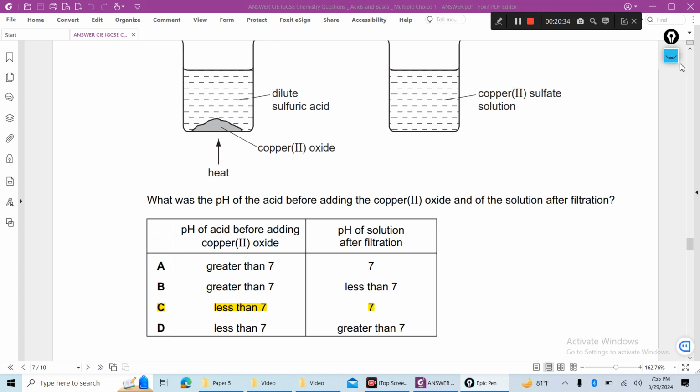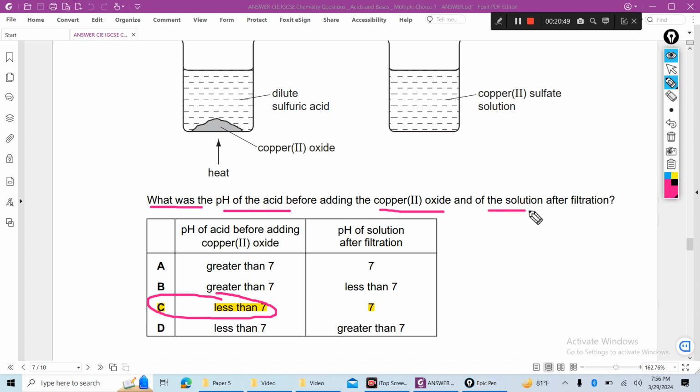So you are asking what was the pH of the acid before adding the copper oxide, and of the solution after the filtration. Less than 7, as acid has pH less than 7. After filtration the pH will be 7, because copper oxide reacts with sulfuric acid, copper sulfate salt plus water is formed, a neutralization reaction occurs. That's why the pH is 7.